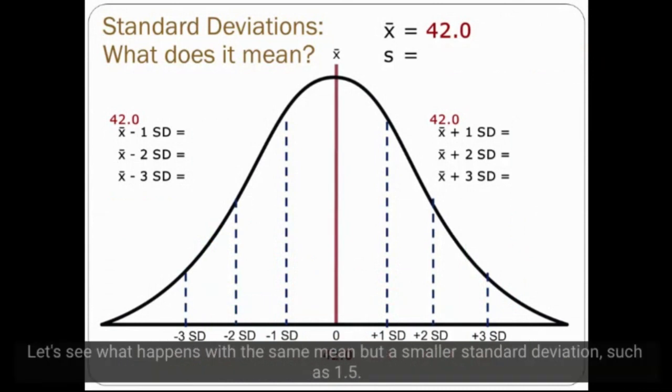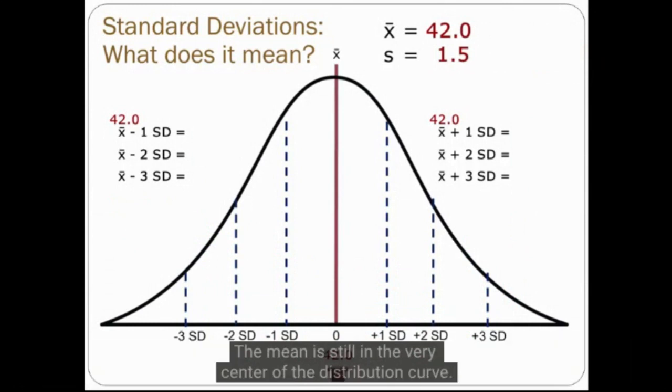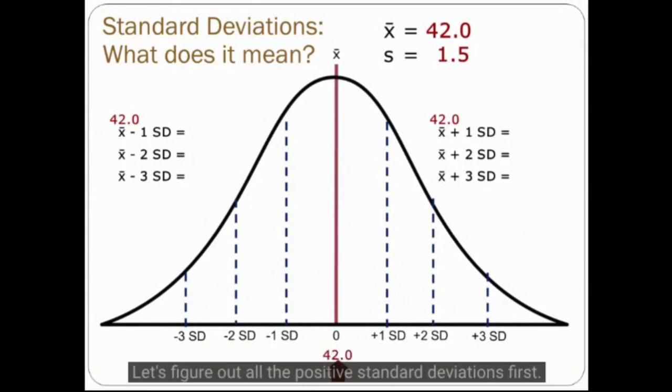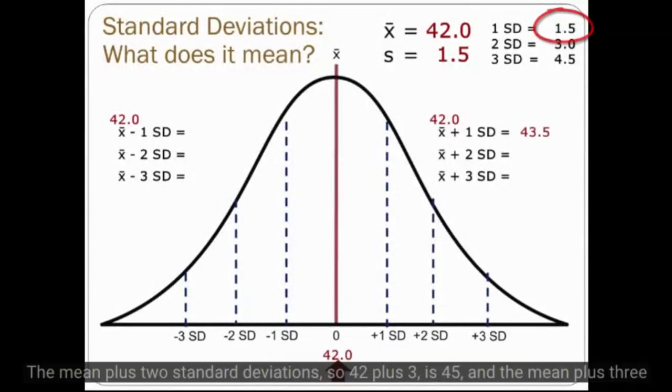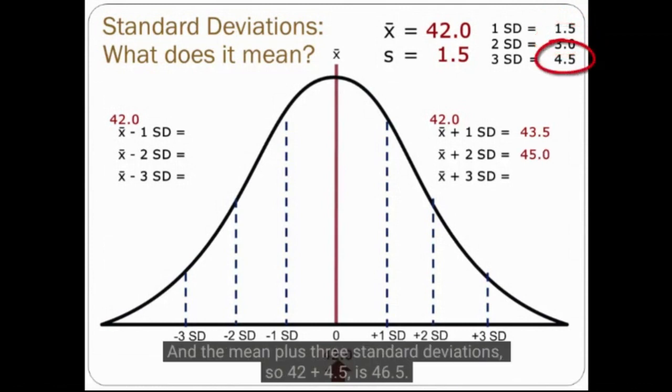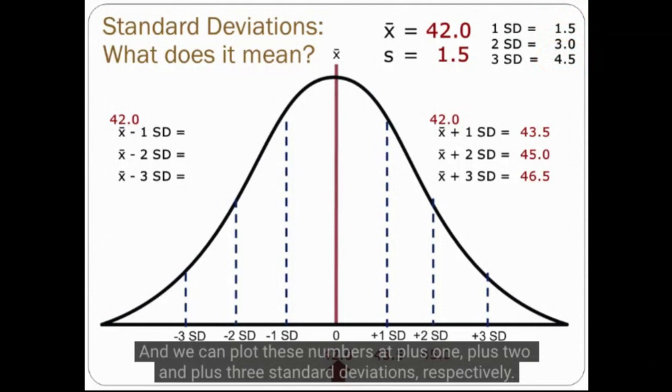Let's see what happens with the same mean but a smaller standard deviation, such as 1.5. The mean is still in the very center of the distribution curve. Let's figure out all the positive standard deviations first. The mean of 42 plus 1 standard deviation, or in this case 1.5, is 43.5. The mean plus 2 standard deviations, so 42 plus 3, is 45. And the mean plus 3 standard deviations, so 42 plus 4.5, is 46.5. And we can plot these numbers at plus 1, plus 2, and plus 3 standard deviations, respectively.